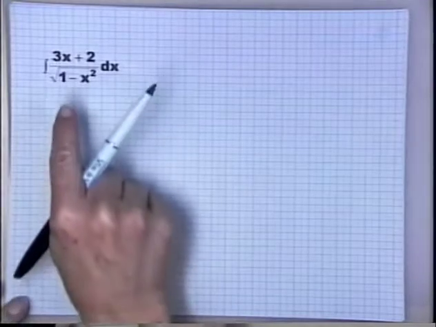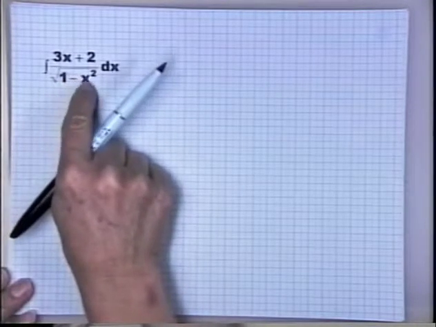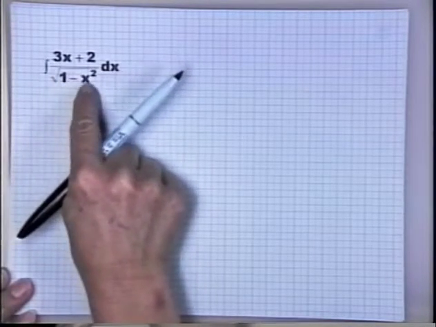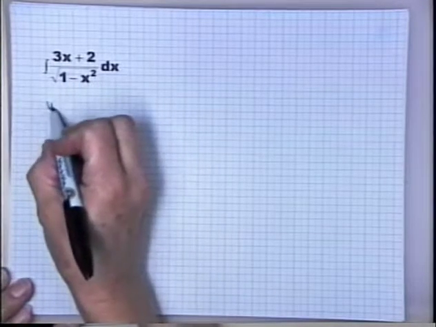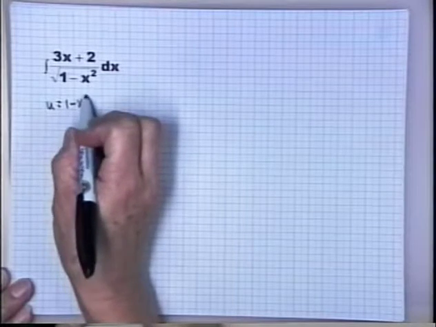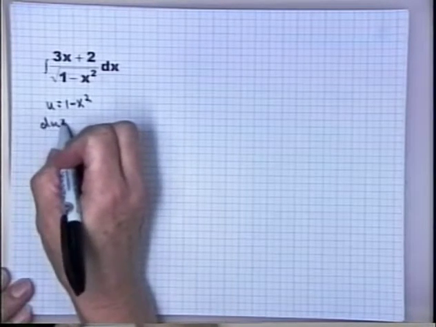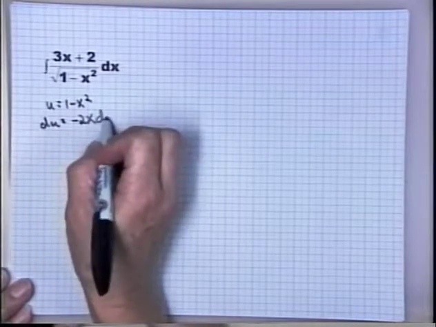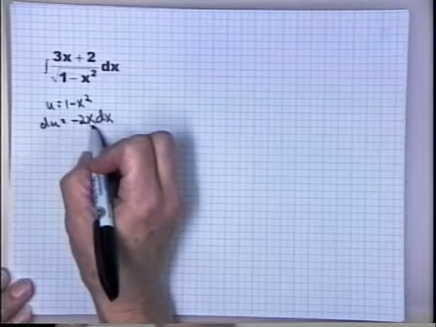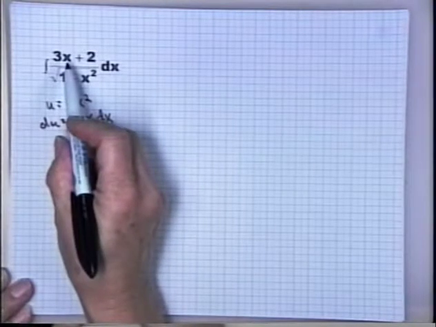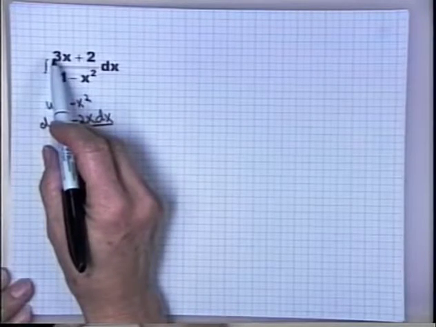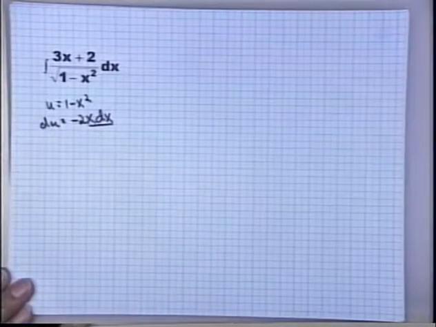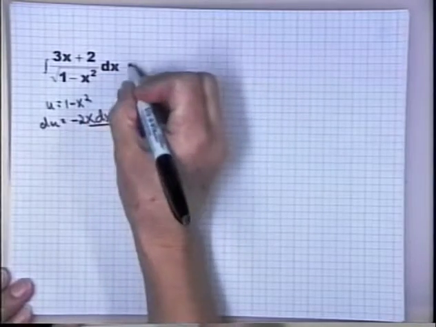So again, I think ahead. What is the derivative of this 1 minus x squared? It's negative 2x, isn't it? Okay? So if I were to let u be 1 minus x squared, du would be minus 2x dx. Now it involves the x, which I see right here. So what I'm noticing, first of all, I'm not concerned about the 3, but I am concerned about this plus 2, this extra term.